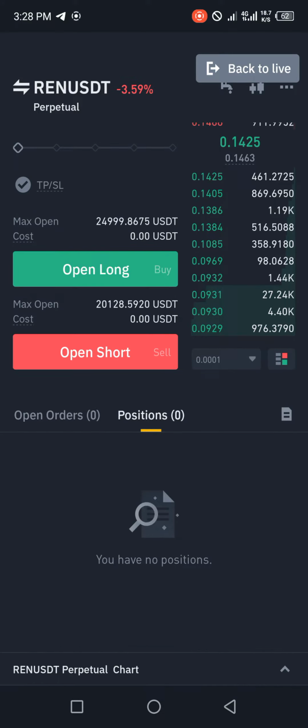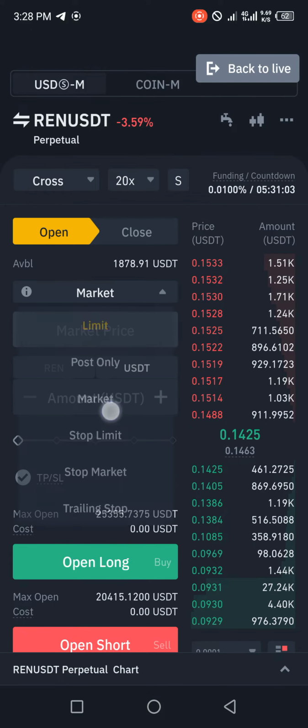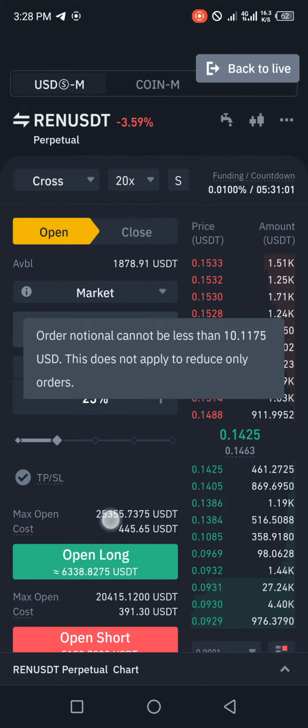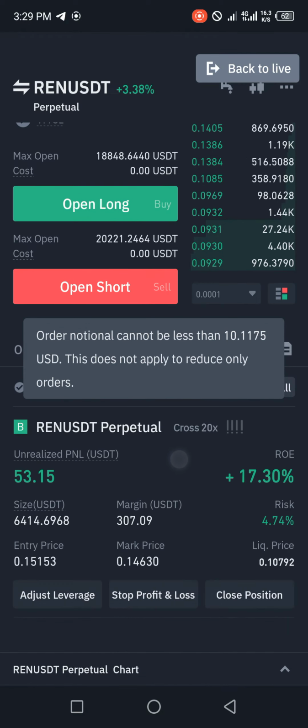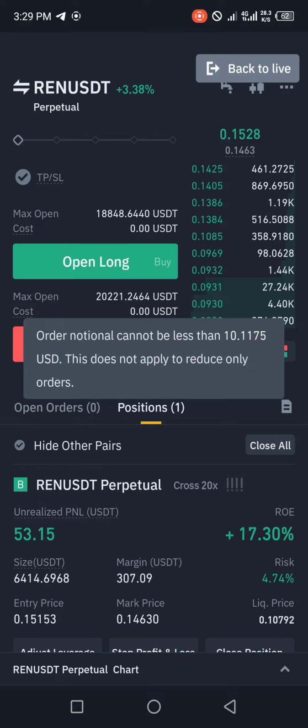And if you take a position, then you cannot share that. Let's open a trade. I'm opening a trade. For example, I have opened a long trade. As you can see that this is just a paper trading.